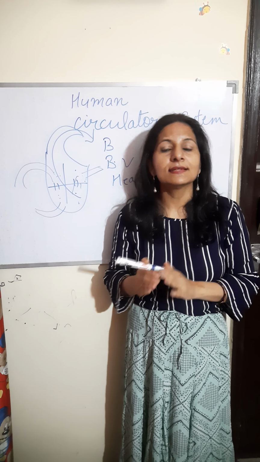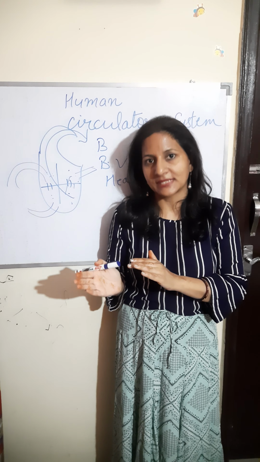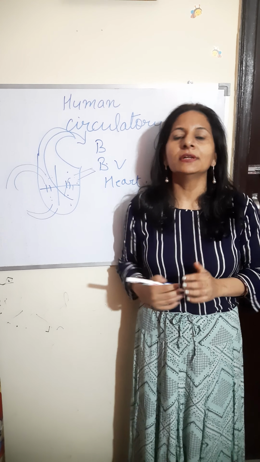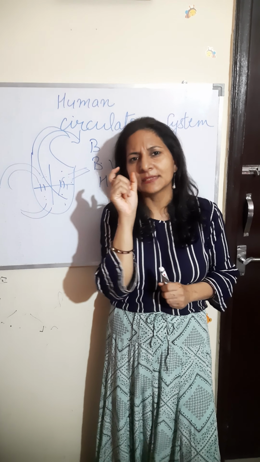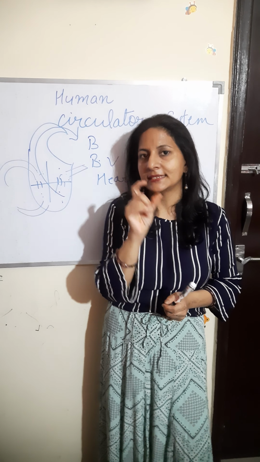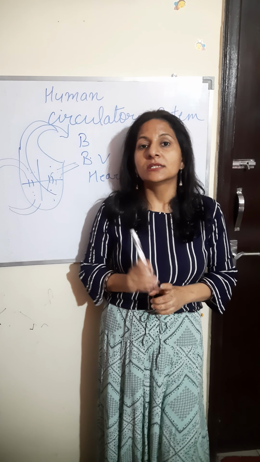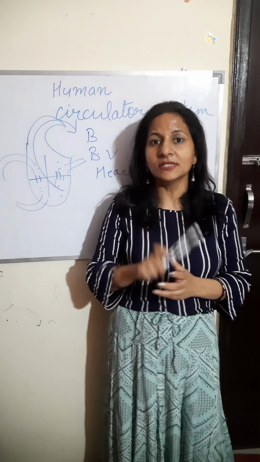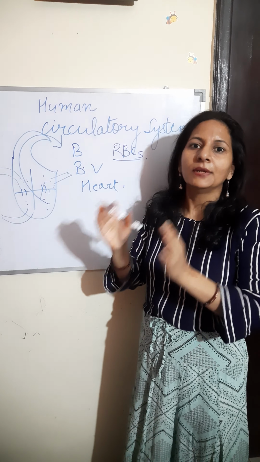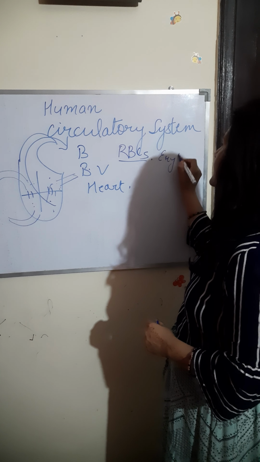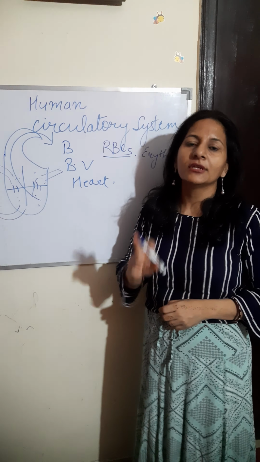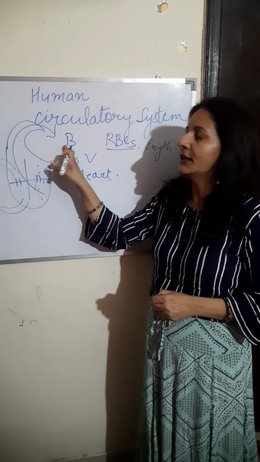Now red blood cells are also called erythrocytes, and they give red color to the blood. They also have hemoglobin, which is a respiratory pigment which carries oxygen and makes a compound called oxyhemoglobin. So this blood has the first cell called RBCs, that is red blood cells or erythrocytes. They carry oxygen because they have a pigment called hemoglobin and they give red color to the blood.